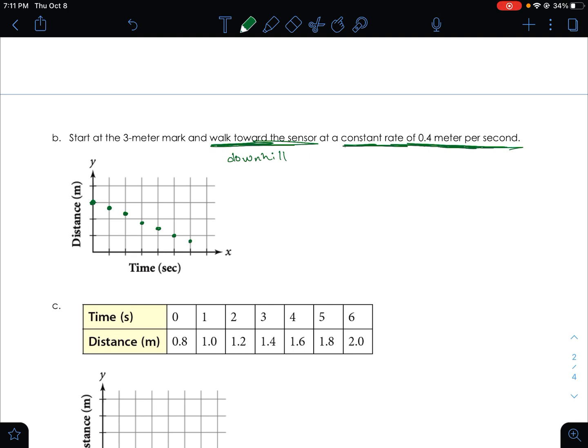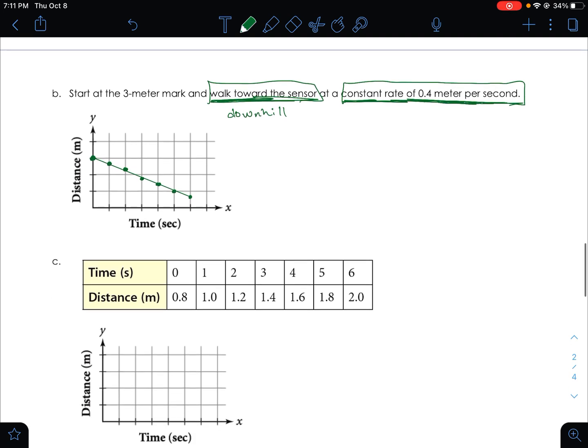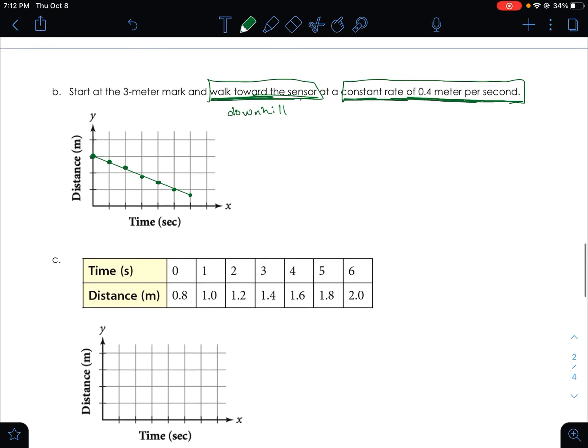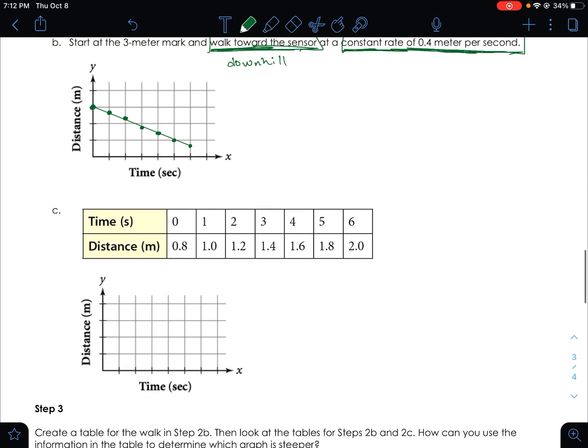Okay, so again, you'll see these should be in a straight line. Since we are human, our graphs probably won't be perfect, so we connect our dots, and more or less we have a straight line that is going downhill since we're walking towards the sensor, and it's a straight line since it's a constant rate. If we look at letter C, we're going to take our walking instructions, and this time they are listed as a table.